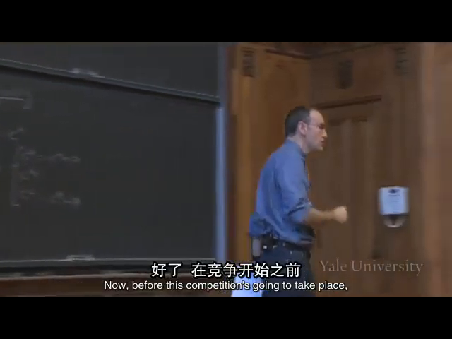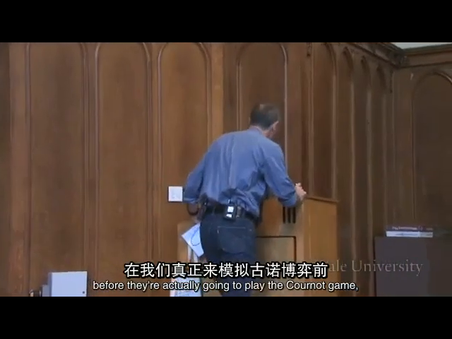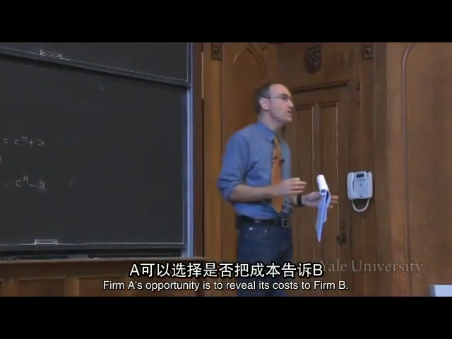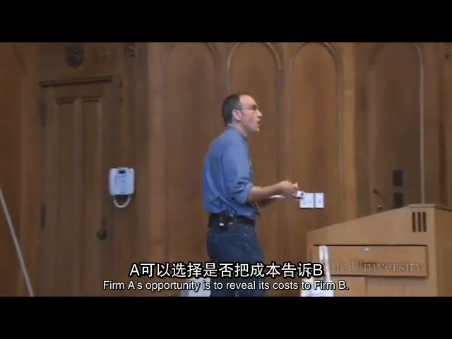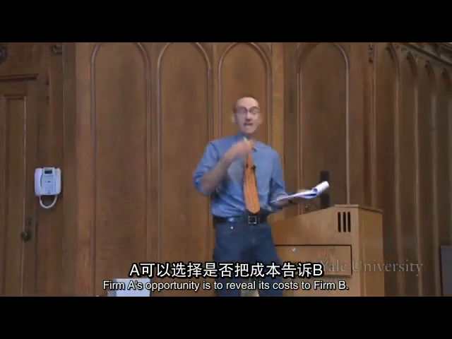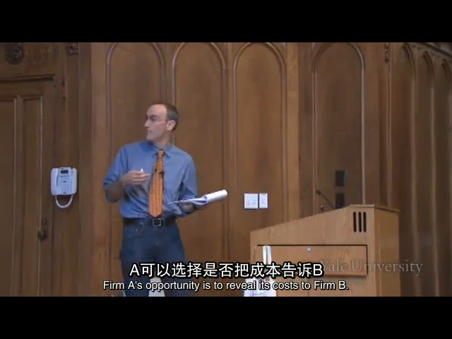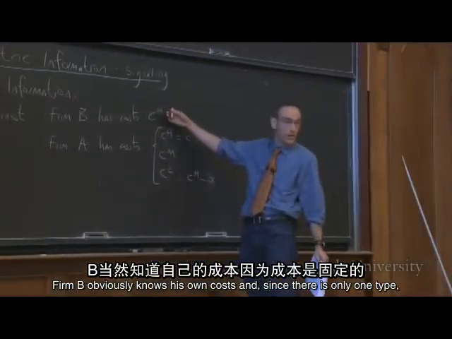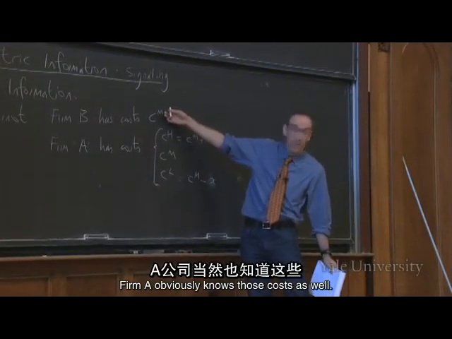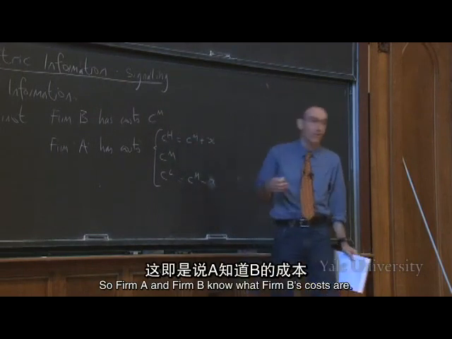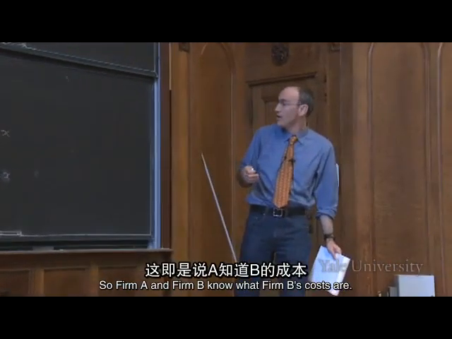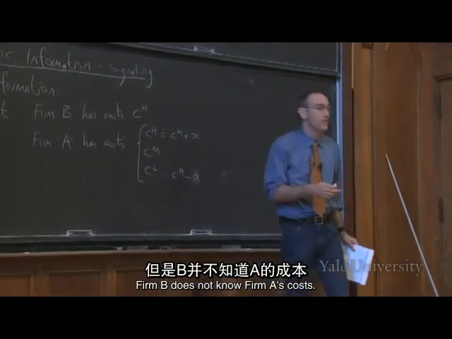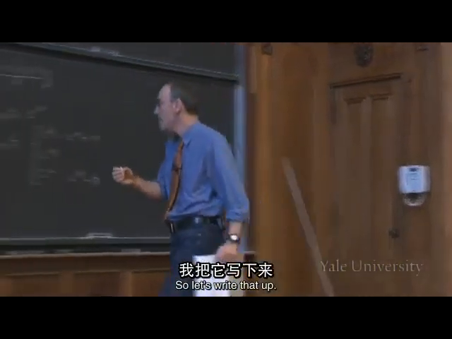All right. Now, before this competition is going to take place, before they're actually going to play the Cournot game, firm A has an opportunity. Firm A has an opportunity to reveal its costs to firm B. So just to make this more explicit, initially, firm B obviously knows its own cost, and since there is only one type, firm A obviously knows those costs as well. So firm A and firm B know what firm B's costs are. But initially, although firm A knows her own costs, firm B does not know firm A's costs. All right, let's write that up.